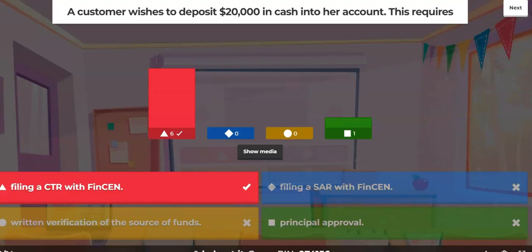Hey, there you go. Okay, right, filing a CTR. It's more than $10,000, so it requires the currency transaction report. Nothing suspicious going on here, so you don't need an SAR.